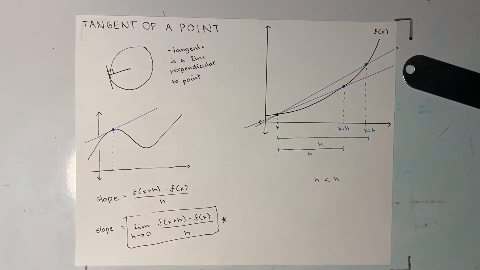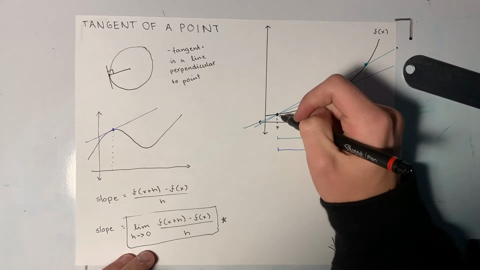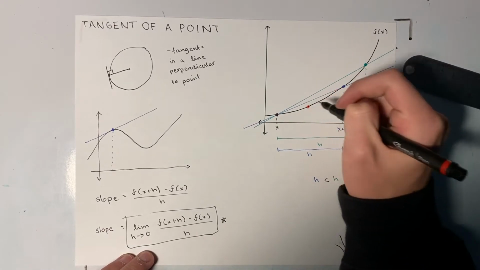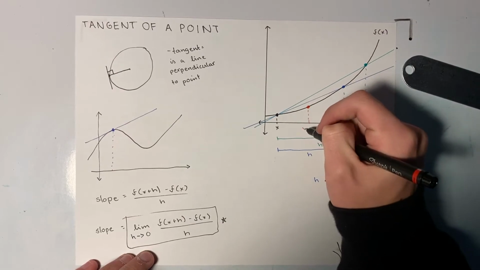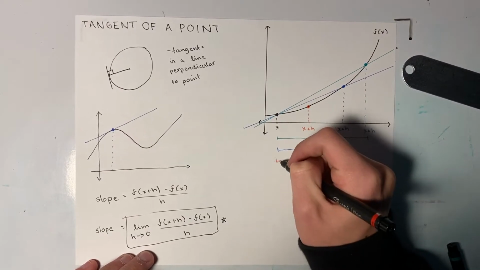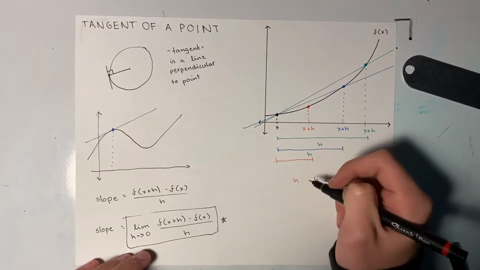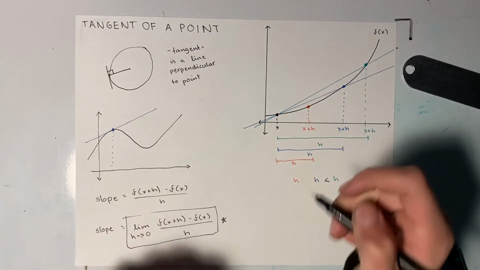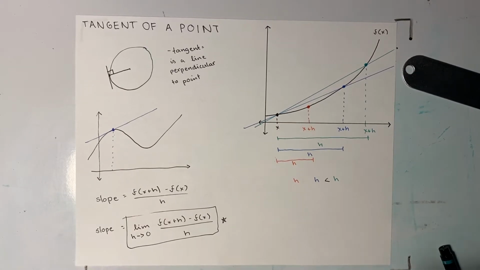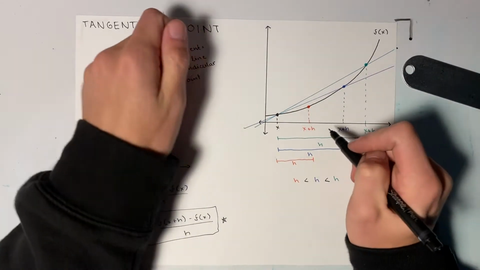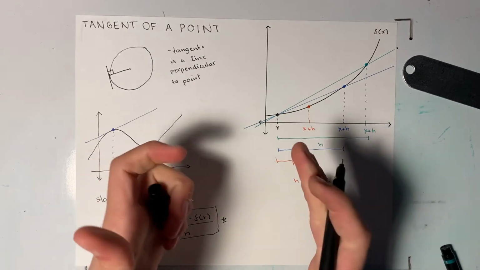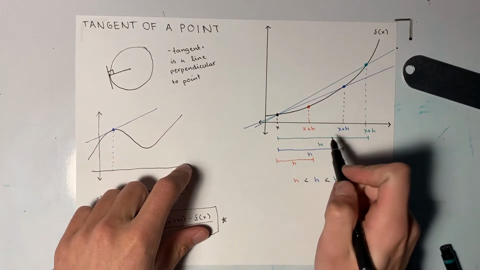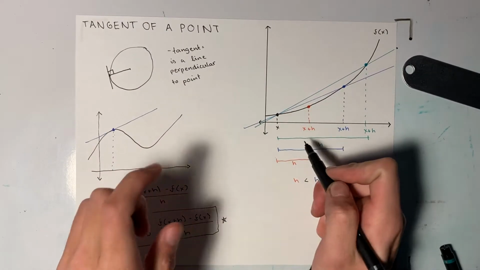So now we're going to do this again, getting closer to this original x coordinate. Let's do it down here. So again, we're going to have x plus some h. And as you can see, this h is smaller than this blue one, which is smaller than this green one. So this is h. As you can see, the h between the 2 x coordinates is getting smaller and smaller. This green h is larger than this blue one, which is larger than this red one.